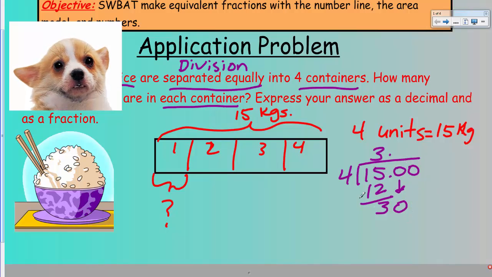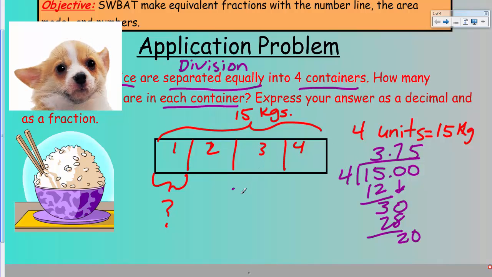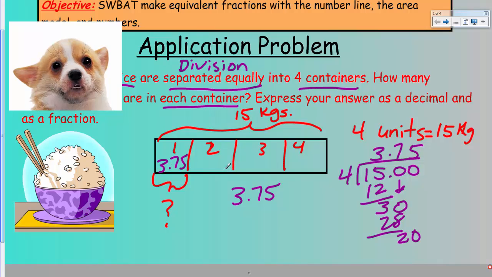Don't need to draw the arrow, just showing you what's happening. 4 goes into 30, 7 times. That's giving us 28, 2 left over, and then we bring down the 0, and you can see 5 goes in there. So we end up with 3 3/4, and we can represent this as 3.75. Keep in mind, this is what 1 unit is going to equal, and then I'd have 4 units altogether. Now we could also represent this as a fraction.